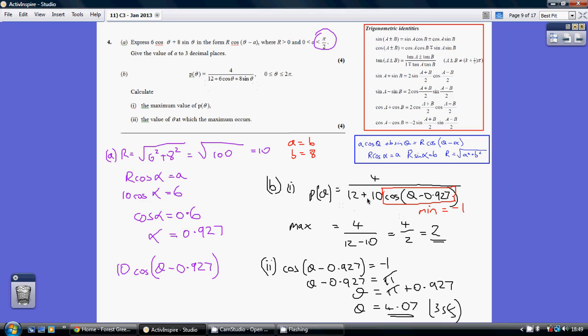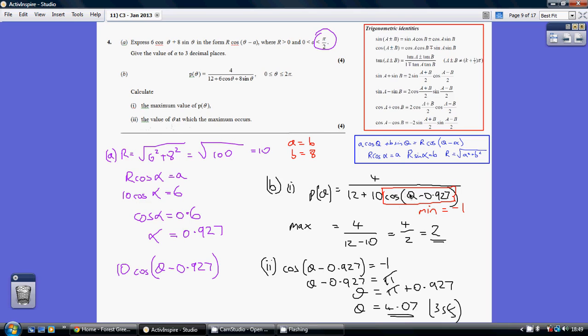Now we can't do anything with the 12, but to minimize this term, think of the cos curve. The minimum we get on the cos curve is -1. So with the appropriate level of theta, we can make this part -1. So 10 lots of -1, which is -10. So 4 over 12 minus 10, 4 over 2, which is 2. So our maximum of P(theta) is 2.